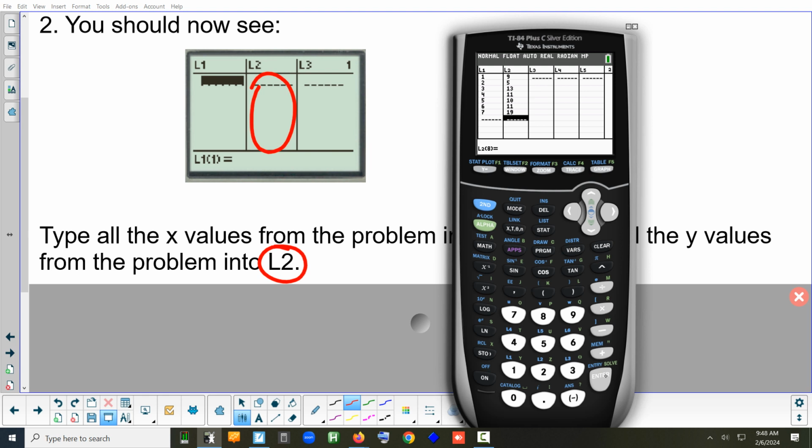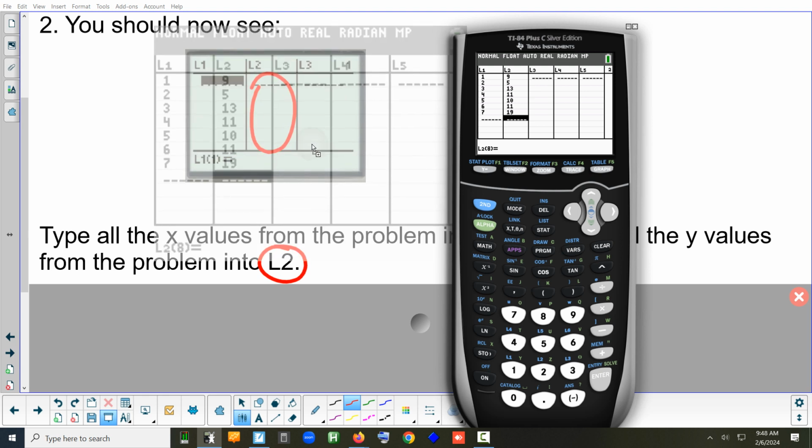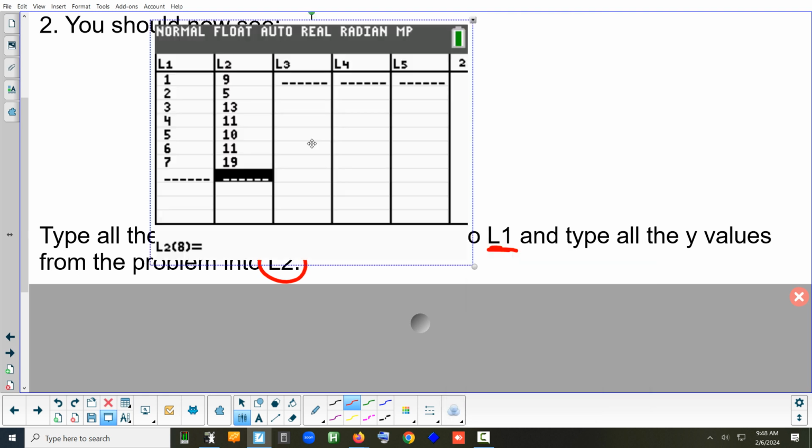All right, so that's the long part. You're just typing everything in. You'll probably never have more than that amount of points to type in. Was anyone unable to get their screen to look just like that?